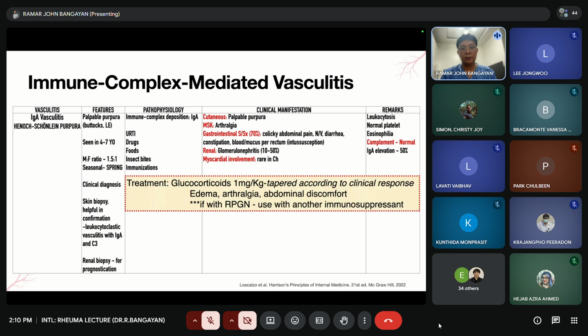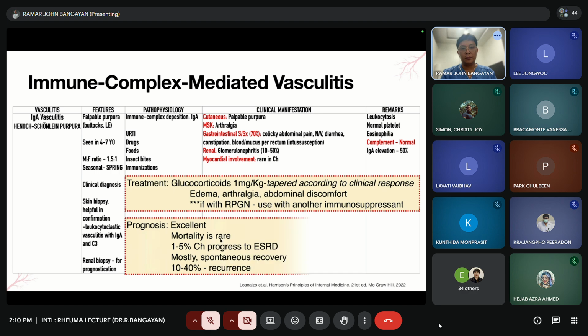Okay, the treatment is usually glucocorticoids or supportive. If there's abdominal pain, you give PPI. If there's rash and arthritis, you give glucocorticoid. But it will just resolve on its own. So you just need to monitor the patient to rule out development to nephropathy. All right? Because once they develop nephropathy, it will be a sign of poor prognosis. Okay? Otherwise, the prognosis is excellent.